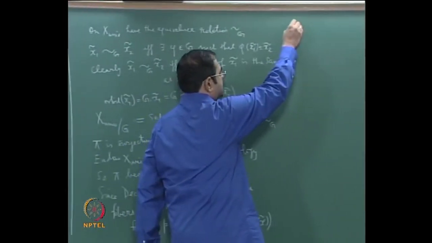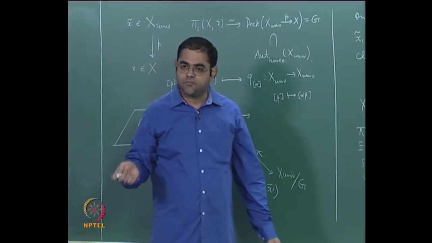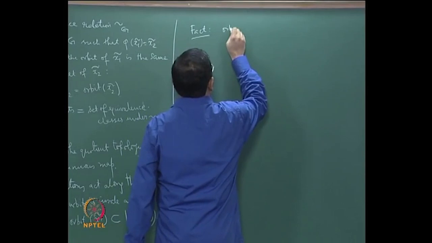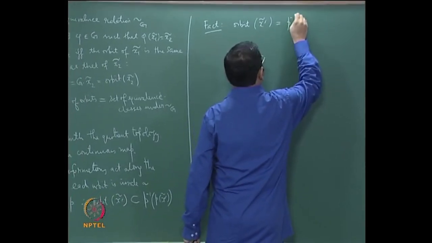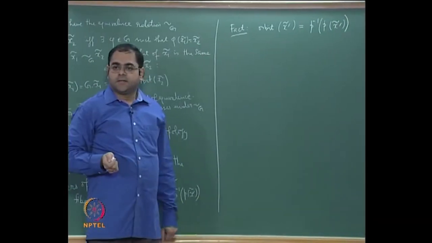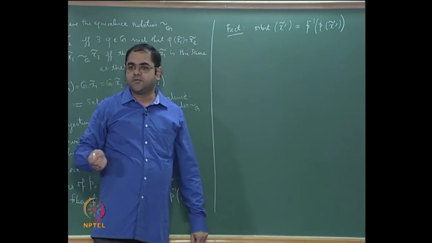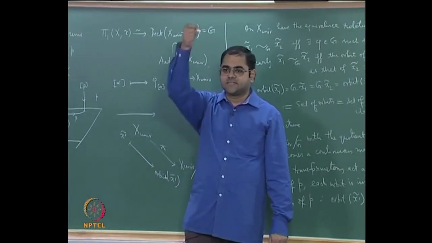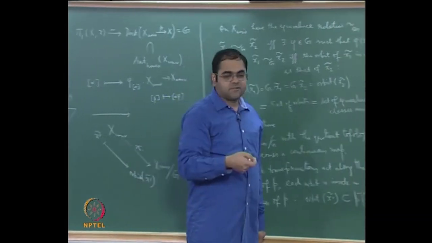Fine. Now the next thing I want to say is that the orbit is the whole fiber. The fact is that the orbit of X prime tilde is actually equal to P inverse of P of X prime tilde. This should be familiar to you if you remember that I told you that the fundamental group below at each point will act transitively on the fiber over that point. I made that remark in an earlier lecture, but even otherwise it is very easy to see.